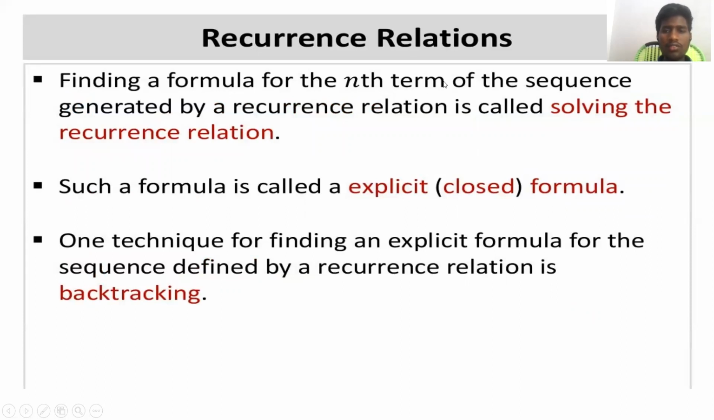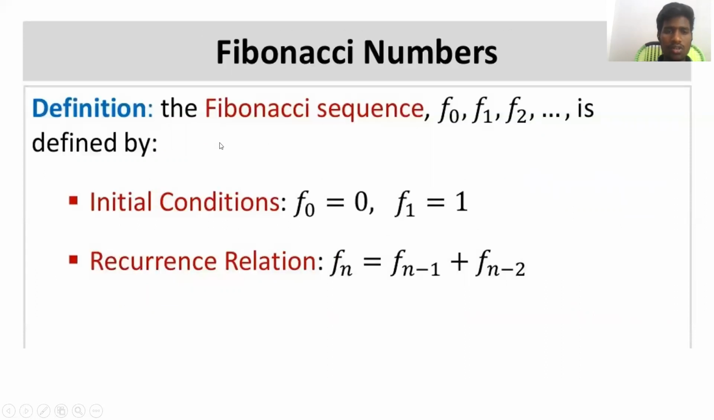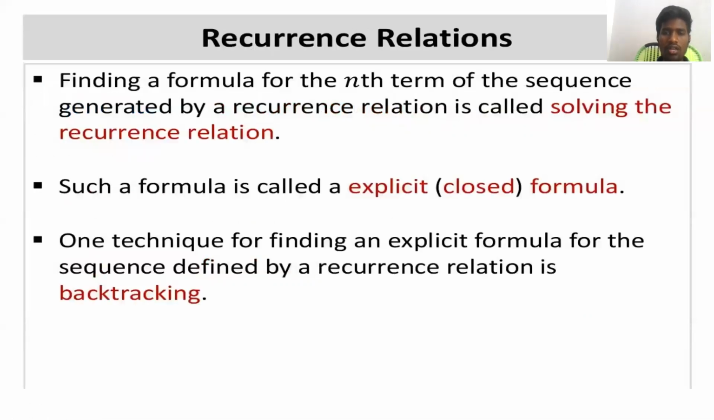Finding a formula for the nth term of the sequence generated by a recurrence relation is called solving the recurrence relation. For example, if I want to find the f_n value of the Fibonacci series, what is the formula? f_(n-1) plus f_(n-2). Finding this nth value of the Fibonacci sequence is called solving the recurrence relation. Such a formula is called an explicit or closed formula.